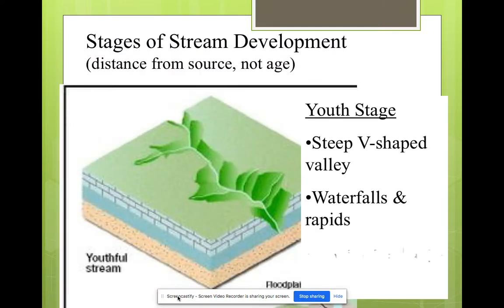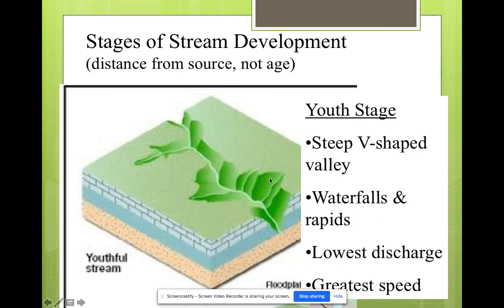So we describe rivers based on the stage that they are, and the stage is represented by how far away from the source it is. So usually the source will be wherever there's extra water and it starts to flow down, usually at the top of a mountain. So the first stage is the youth stage, and this is closest to where it begins. It's got waterfalls, rapids, there's not that much water, but it's moving at the fastest speeds. And we see this steep V-shaped valley. So right here, this is a steep V-shaped valley. The water is all the way at the bottom of this little tiny valley.